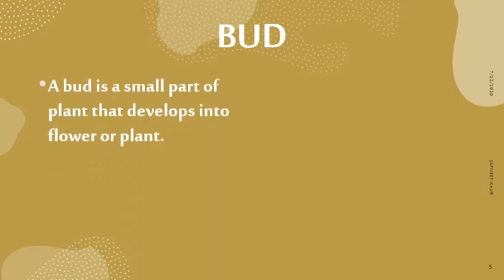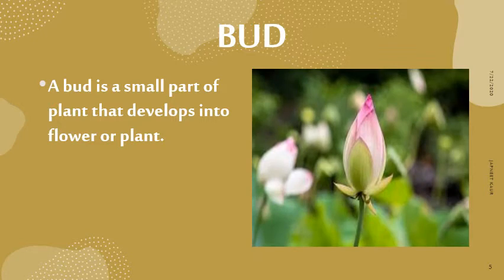So starting with the bud, we are going to discuss everything about the bud. A bud is a small part of a plant that develops into a flower or plant. So bud एक ऐसा part है जो जब grow करता है उसका flower बन जाता है या एक new plant बन जाता है. Like this you can see in the picture that the bud is growing up and it will become a flower soon.